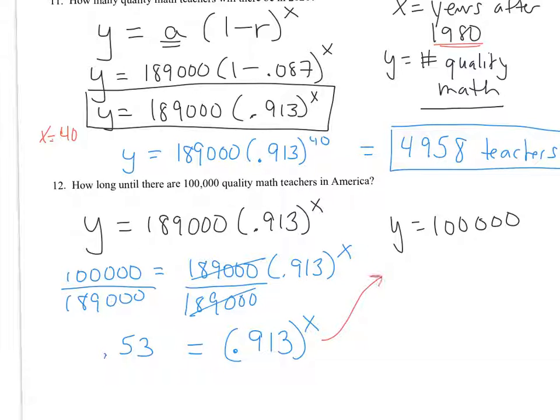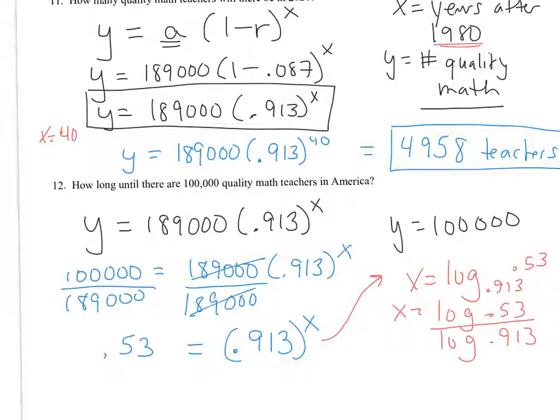And so now to get the X by itself, we'll change it to log form. So X is going to equal log base 0.913 of 0.53. So we put that in the calculator as log of 0.53 divided by log of 0.913, which in this case would give 6.975, so we'll say 6.98 years. So almost 7 years to decline from 189,000 to 100,000.